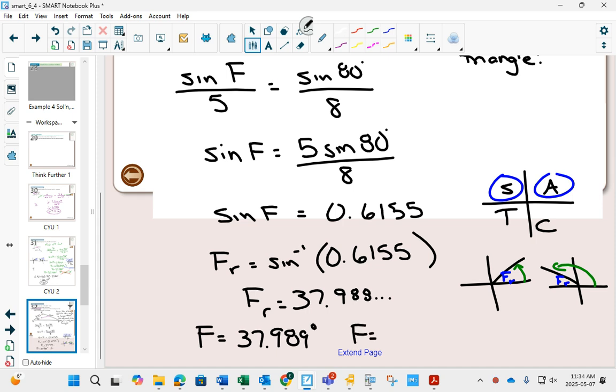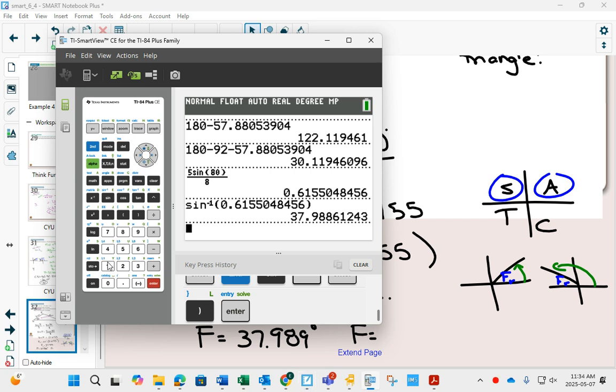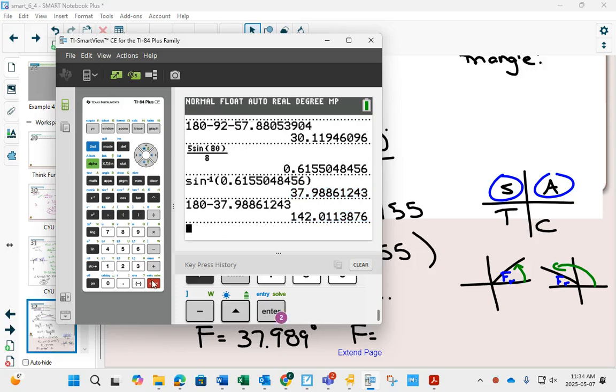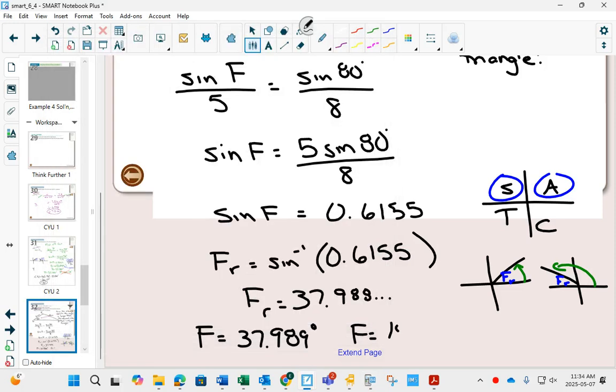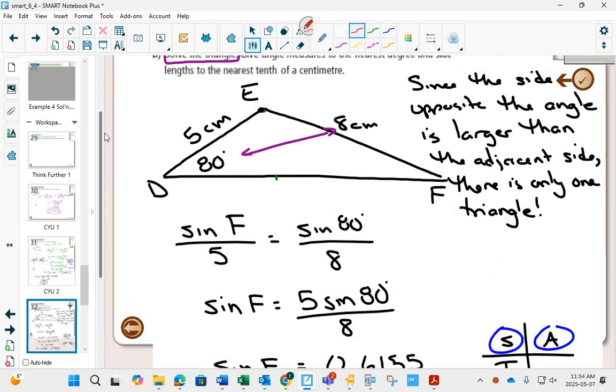And the one in quadrant 2, I could go 180 minus my reference angle, 142.011. And I already know that this second one's going to be x'd out. Because what did I say at the very beginning? I said there was only one triangle possible. Mathematically, if you go to put in 142, can you see it's going to be a problem? 142 is already over 180.